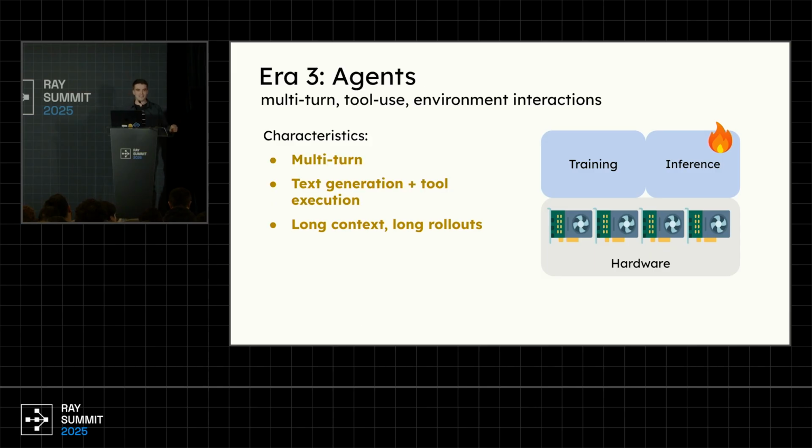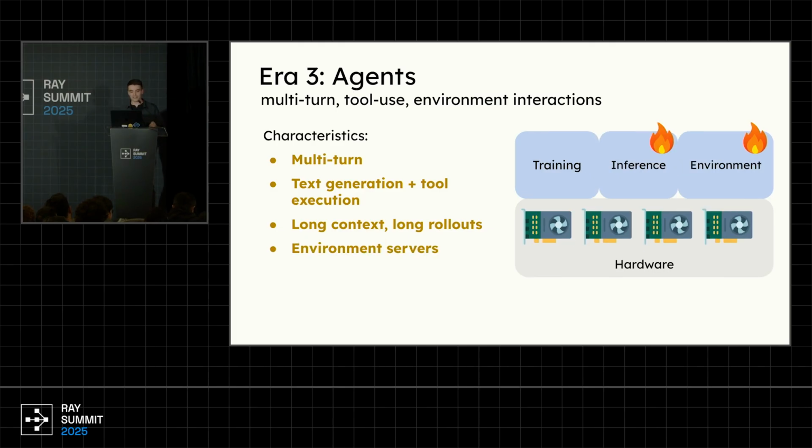And then the last nail in the coffin for us of this tightly co-located assumption was when we moved to start doing agentic training. So the workload was multi-turn, tool use, operating in some rich environment. And it really changed each of these characteristics. We're going from single turn to multi-turn. We're no longer just generating text, but we're now executing tool calls. The context has only grown longer and the rollouts only longer as we continue to extend the number of turns trained on. And then, of course, we now have environment servers.